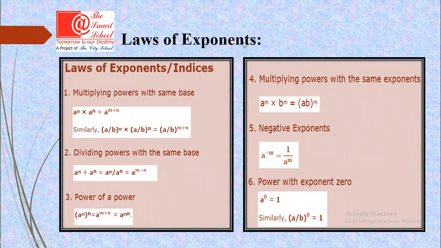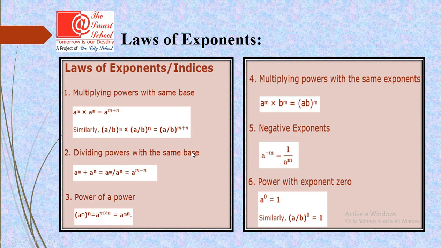Now the laws of exponents. The first law of exponents or indices is multiplying powers with same base. When we have same base and we have to multiply, we will add powers: a power m multiplied by a power n is equal to a power m plus n. Similarly, (a upon b) whole power m multiplied by (a upon b) whole power n is equal to (a upon b) whole power m plus n.